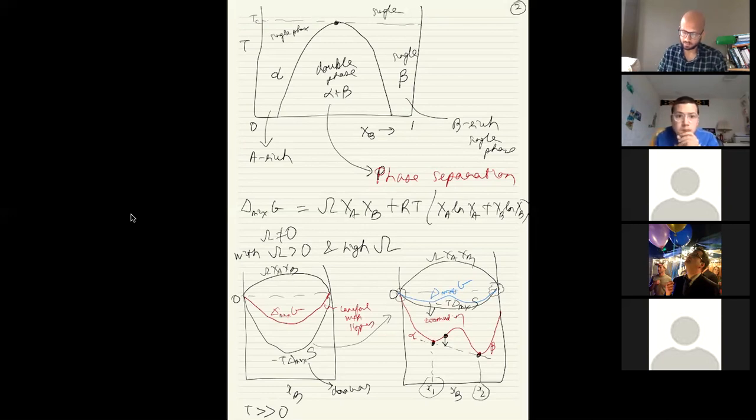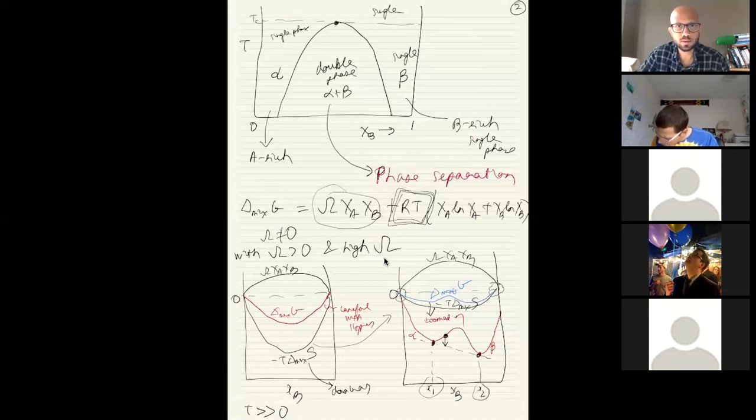And you can see why this disappears with temperature. We have already answered our question. At very, very high temperature, it becomes an ideal model. The enthalpy just does not matter because the RT terms start to dominate, right? So we are left with no phase separation.